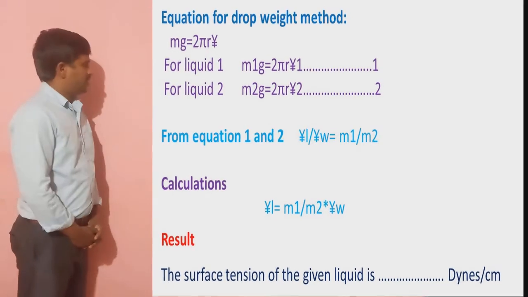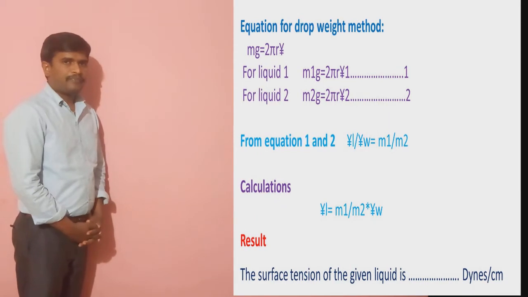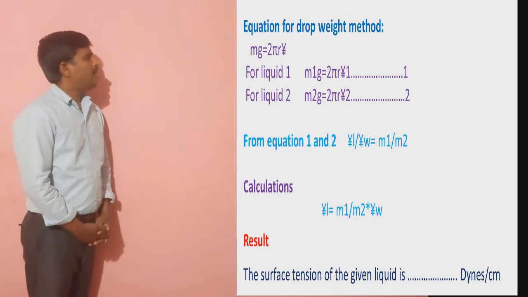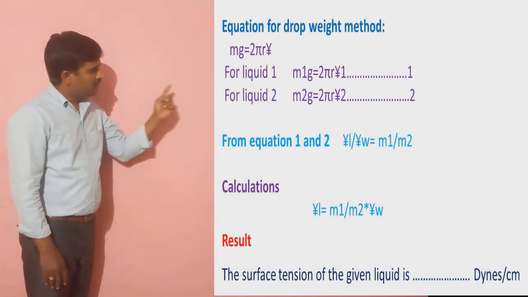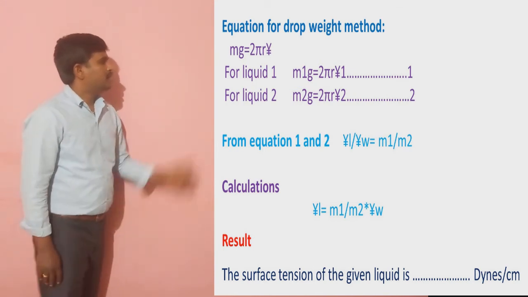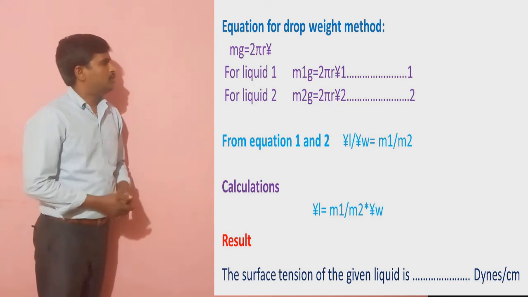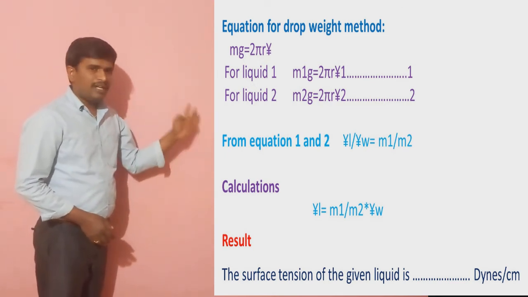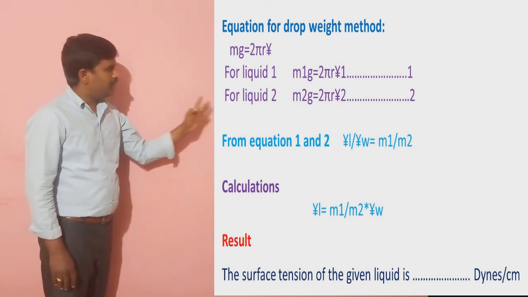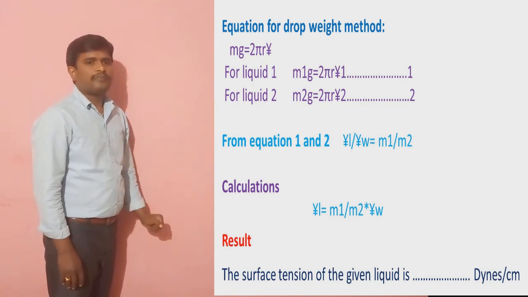Equation for drop weight method: Mg is equal to 2 pi r gamma. For liquid 1, M1 g is equal to 2 pi r gamma 1. For liquid 2, M2 g is equal to 2 pi r gamma 2. The first one is equation number 1, the second one is equation number 2. From these two equations, 1 and 2, gamma L divided by gamma W is equal to M1 by M2.